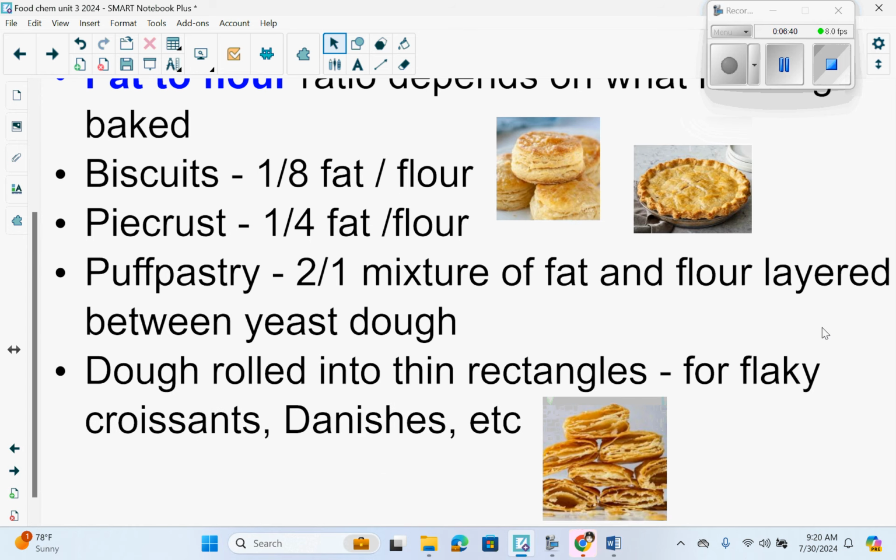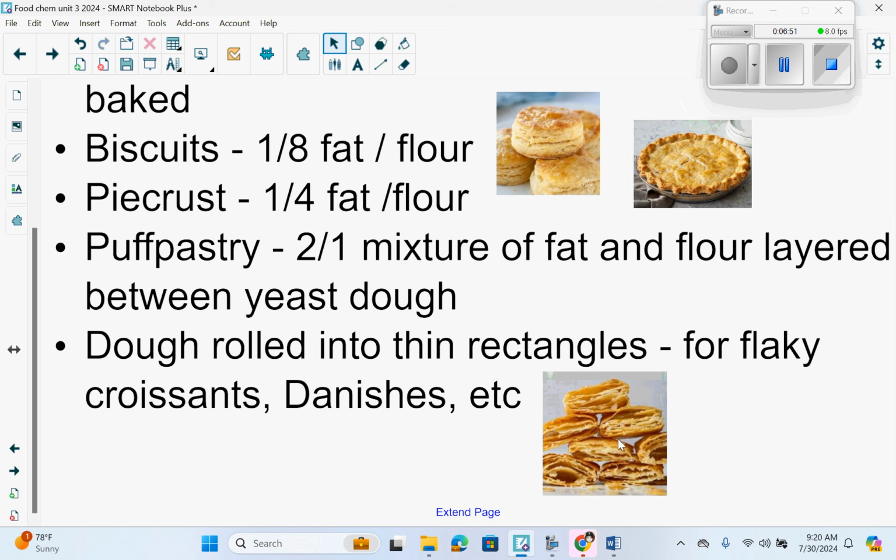In puff pastry, it's a 2:1 mixture of fat and flour, and it's layered between yeast dough. The dough is rolled into thin rectangles, and this is for your flaky croissants or your danishes, right? Very delicate.